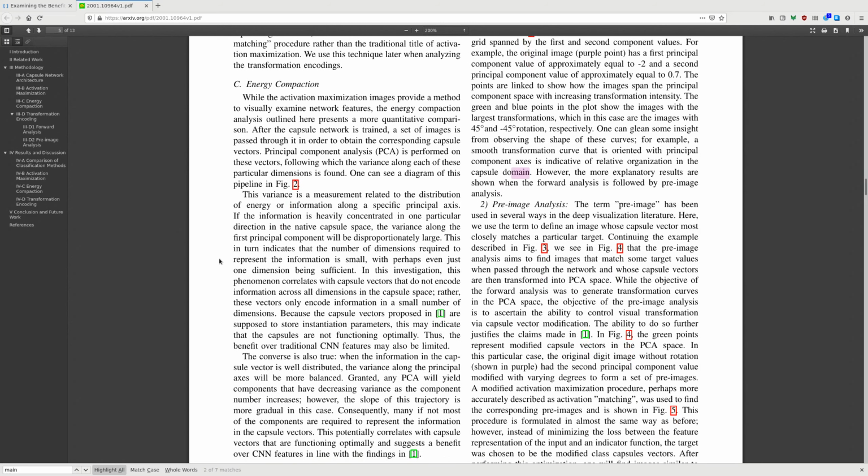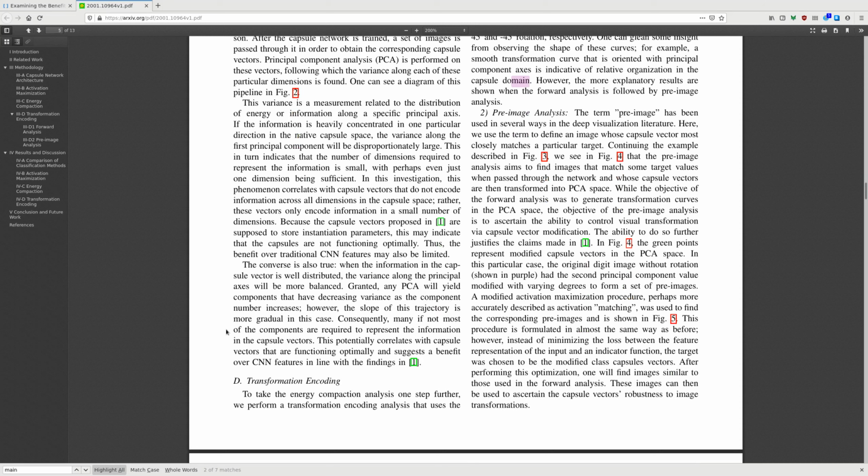This variance is a measurement related to the distribution of energy or information along a specific principal axis. If the information is heavily concentrated in one particular direction in the native capsule space, the variance along the first principal component will be disproportionately large. This in turn indicates that the number of dimensions required to represent the information is small, with perhaps even just one dimension being sufficient. In this investigation, the phenomenon correlates with capsule vectors that do not encode the information across all dimensions in the capsule space. Rather, these vectors only encode information in a small number of dimensions.